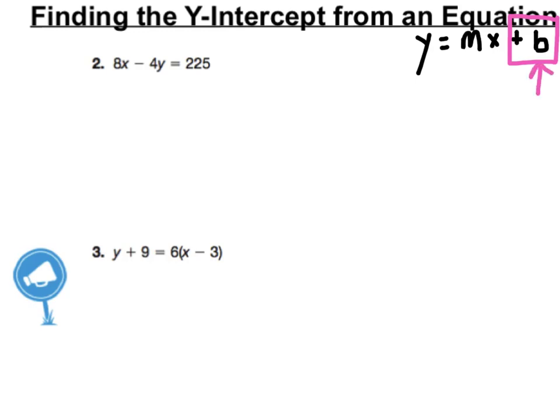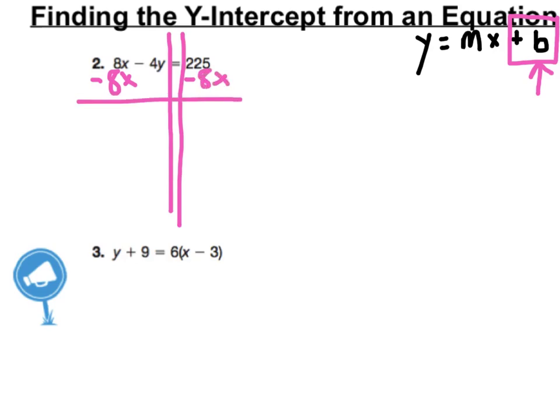Okay, so our first step in this problem, number 2, is to get y by itself. In order to do that, we're going to do some inverse operations. Our first one is going to be to subtract 8x on both sides. When we subtract 8x, on the left, the 8x's cancel out, and we're going to rewrite what's left over. Be careful to make sure that you have a negative 4y is equal to negative 8x plus 225.